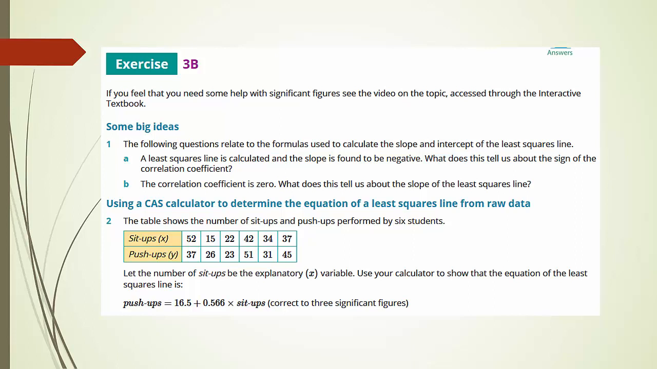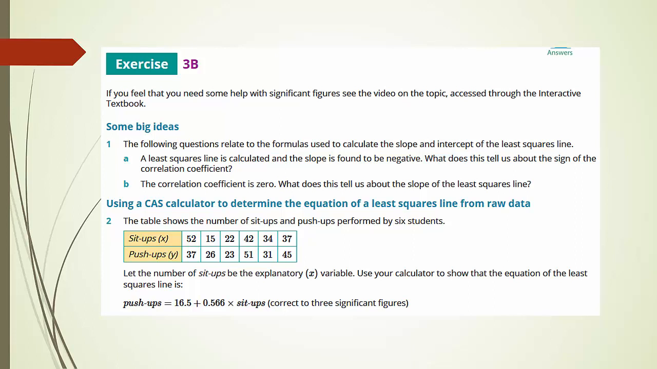The relationship between gradients and correlation coefficient. Can you remember what the correlation coefficient is? It's not r squared, it is r. And remember, when r was positive, the gradient was positive, and when r is negative, the gradient is negative. So that's all they're asking you there. The slope, the gradient, is found to be negative. What's the correlation coefficient? It's negative. So it's just understanding here. I don't know why they call it big ideas.